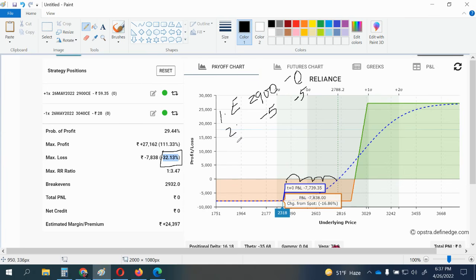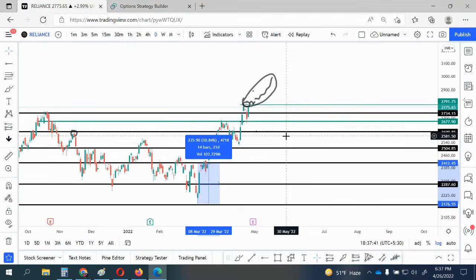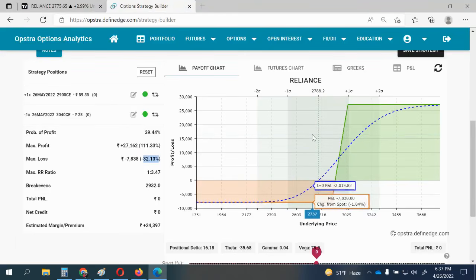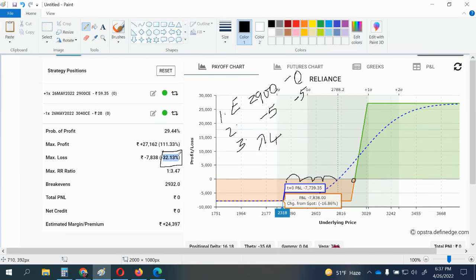Drawback number two, let's say the third one. If your Reliance makes a move until your break even, let's say your break even is 4%. Even if Reliance goes up by 4% until your expiry, where is your break even? 29,032. Even if Reliance makes a move till like 29,031, you will end up with a 32% loss, because your profit starts from this break even.